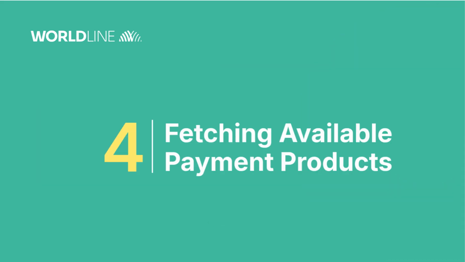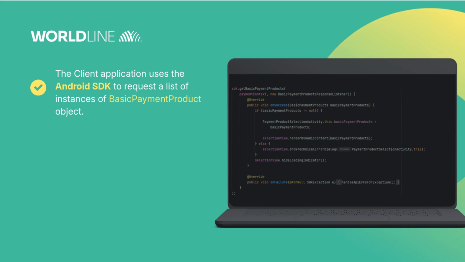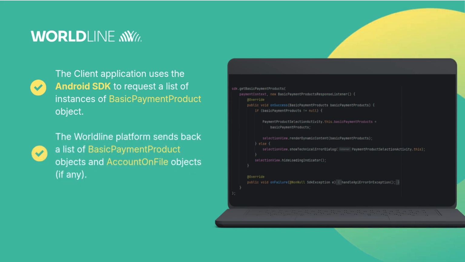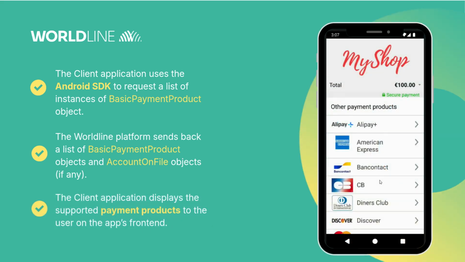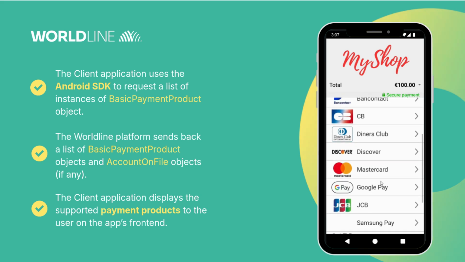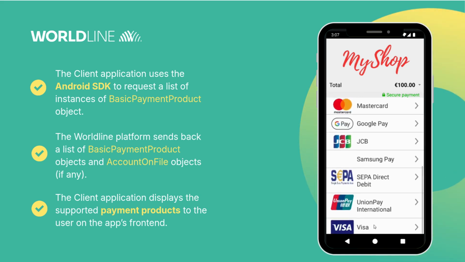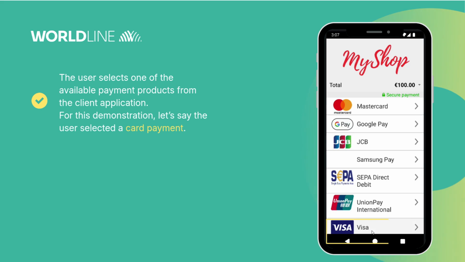Fetching available payment products. The client application uses the Android SDK to request a list of instances of basic payment product object. The Worldline platform sends back a list of basic payment product objects and account on file objects, if any. The client application displays the supported payment products to the user on the app's front end. The user selects one of the available payment products from the client application. For this demonstration, let's say the user selected a card payment.